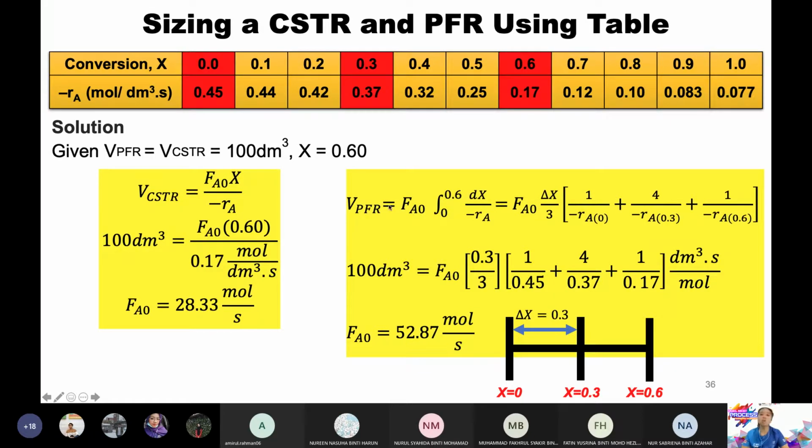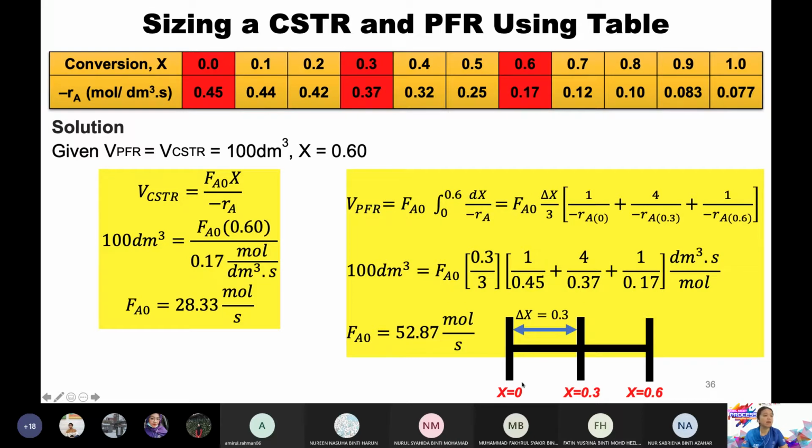Okay, volume kita tahu sama. PFR volume desired is also 100. So left hand side is still 100. FA0 remains. Then delta X per 3. So delta X per 3 again, if I will do this form of table, this form of calculation.